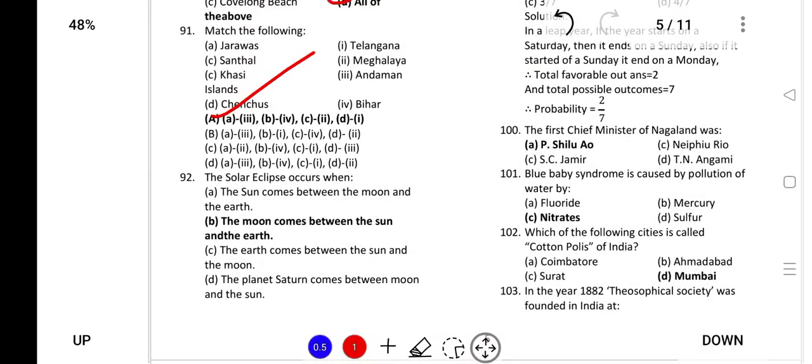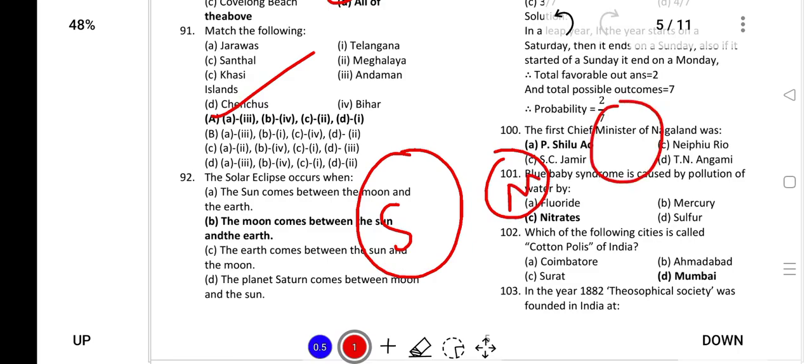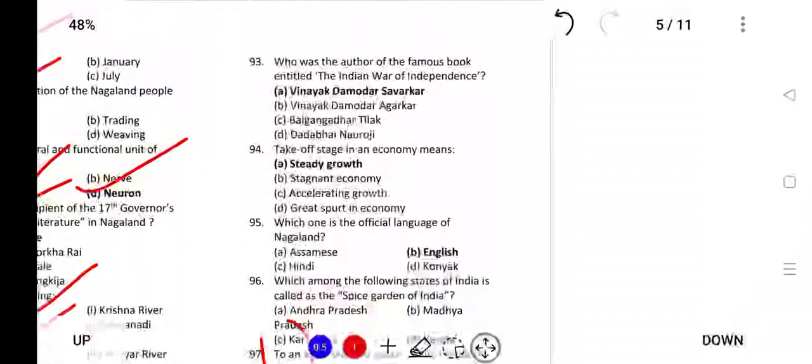In a solar eclipse, the positions of the sun, the moon and the earth: the moon comes in between the earth and the sun. Next, who is the author of The Indian War of Independence? Vinayak Damodar Savarkar.